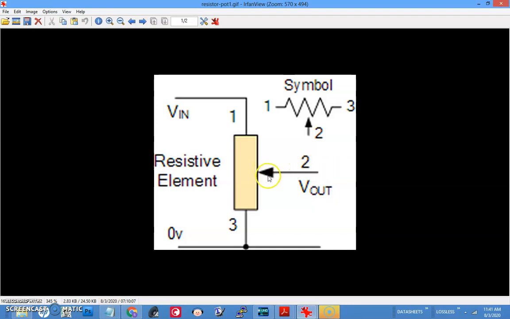The wiper is something which is movable, we can slide it up and down. When the wiper is brought to the bottom, we get 0 volt. As the wiper moves ahead from 0, the voltage gradually increases linearly, and when the wiper reaches the top, we get the maximum voltage. For example, let's say Vin is 5 volt and this is 0. When the wiper is here, we get 0, and as the wiper moves ahead, we get a value between 0 and 5.